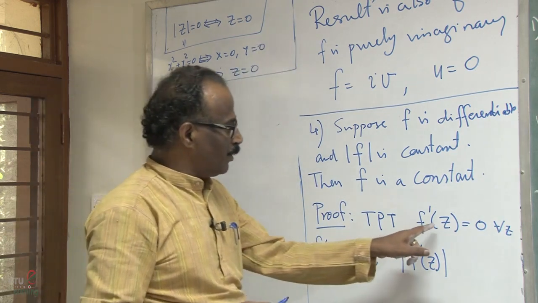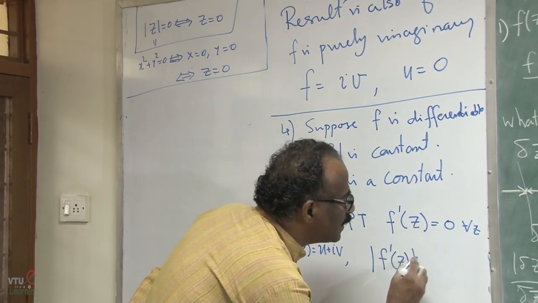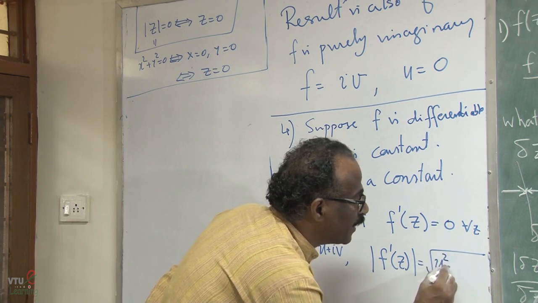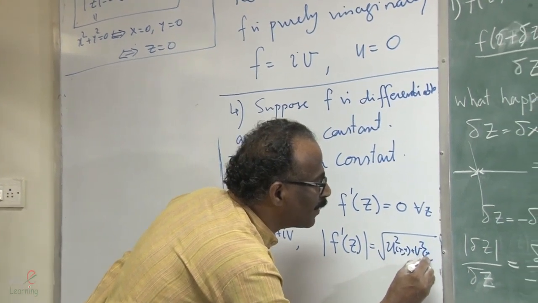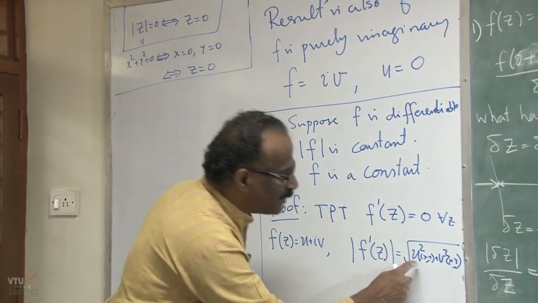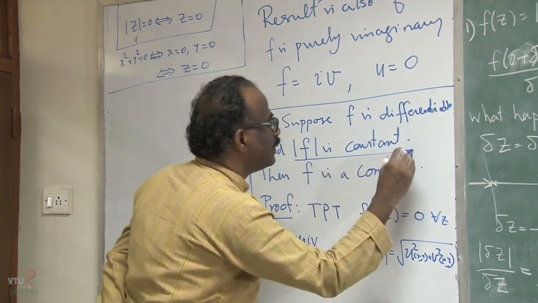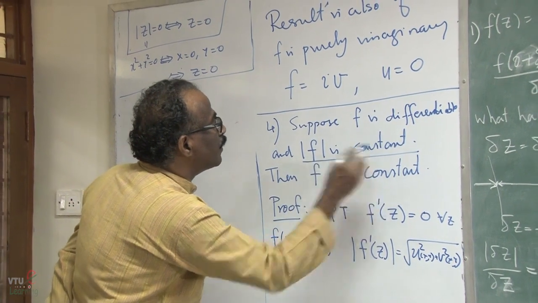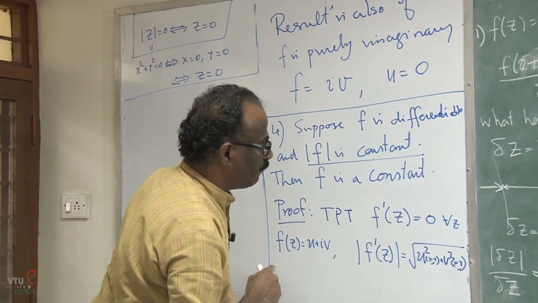So if you know that, if you want to prove this, you prove this is equal to 0. But what is this? This is equal to the square root of u square plus v square. These are all functions of x, y, keep that in mind. So you want to prove that that is 0. Since this is a sum of squares, you have to prove both separately. Now what is given to you? So this is what is to be proved. That's what we understood first. And what is given? Your mod f is constant is given.